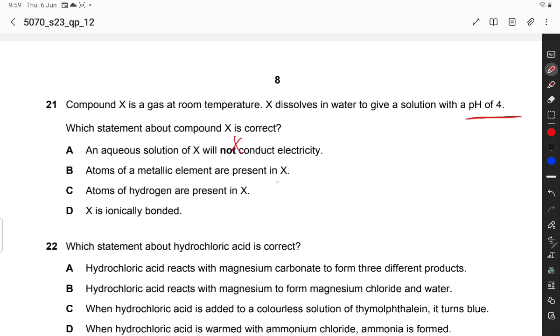Atoms of metallic elements are present in X. No, atoms of metallic elements have basic nature, so it is incorrect. Atoms of hydrogen are present in X. Yes, this is correct, because if hydrogen ions are there, then the substance is an acid, and this is the pH of 4. If the substance has a pH of 4, it is a weak acid, so atoms of hydrogen are present in X. This is the correct option.